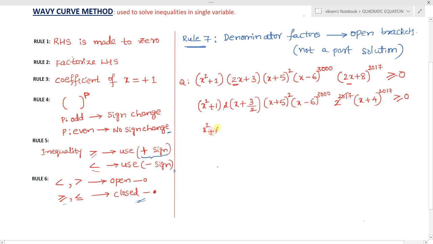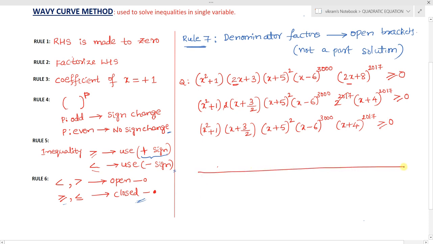x square plus 1 cannot be expressed as factors, so keep it as x square plus 1. Next, (x plus 3 by 2), then (x plus 5) whole square, (x minus 6) whole power 3000, and (x plus 4) whole power 2017 greater than or equals to 0. Now we need to represent these on the real scale from minus infinity to plus infinity.